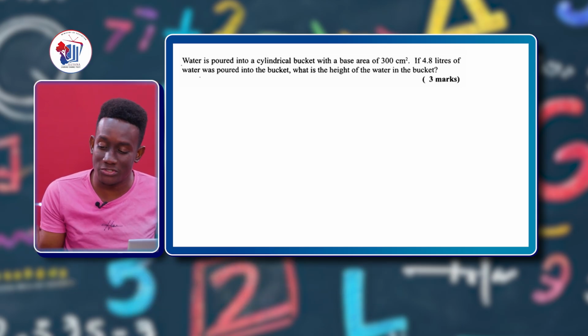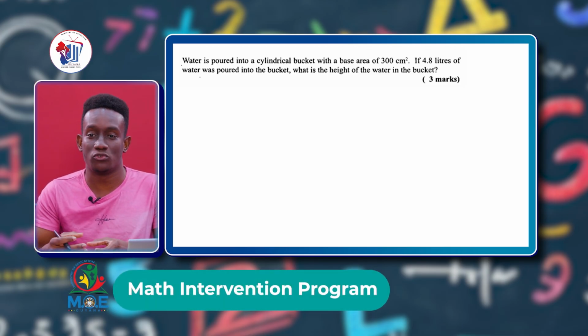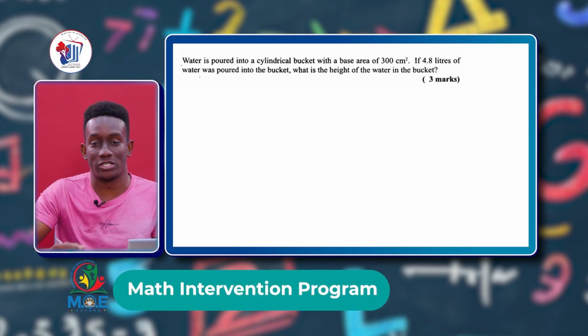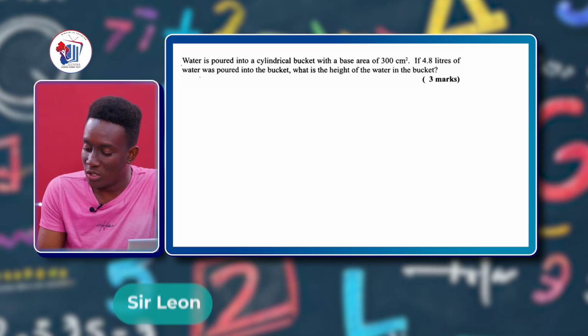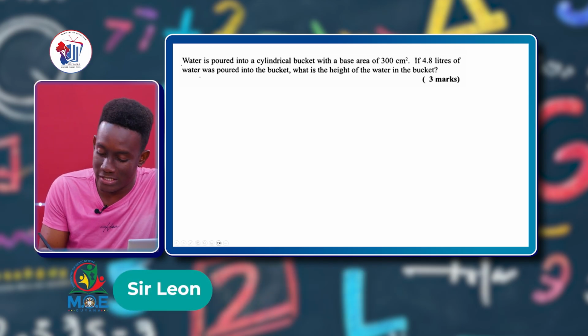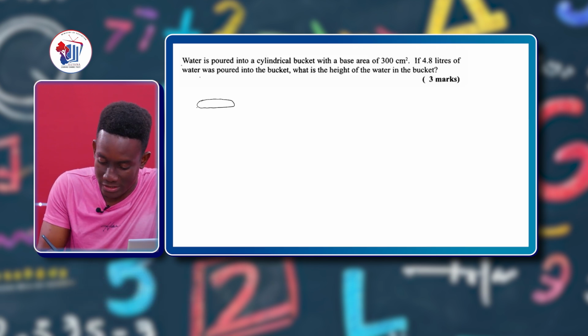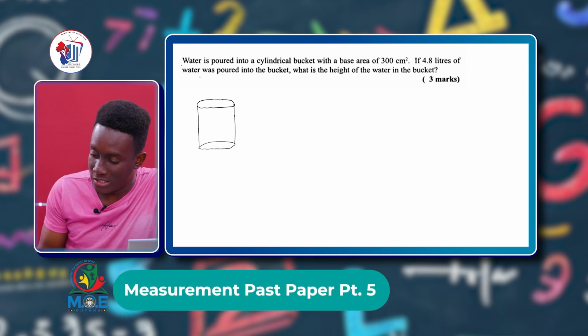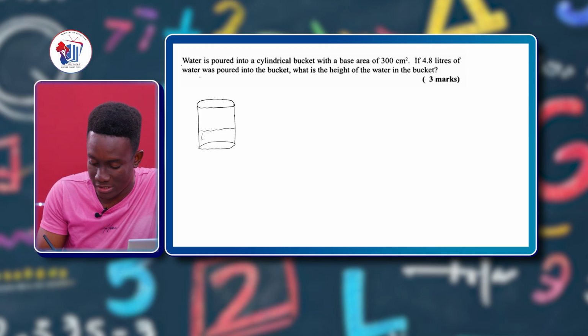So we see it's a cylindrical bucket. That means it has a uniform shape throughout the cross section. So the first thing we want to find is the height. Let's imagine we have this cylindrical bucket. It's nice to draw shapes. And we see water is poured at a certain height. So this is the water, and they want us to find the height that this water reaches.